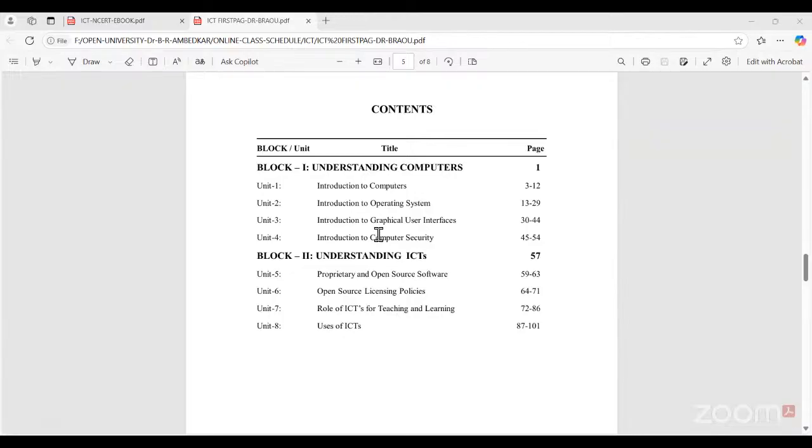Is that the graphical user interface? In operating systems, I need a little bit of explanation of the command line interface. Yeah, we will understand it with the command line interface also. We'll understand with that.